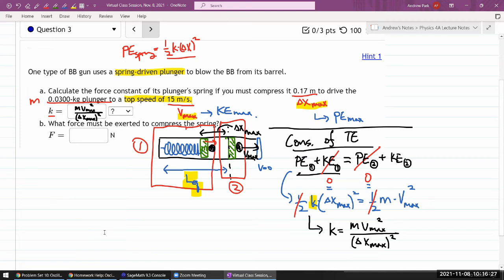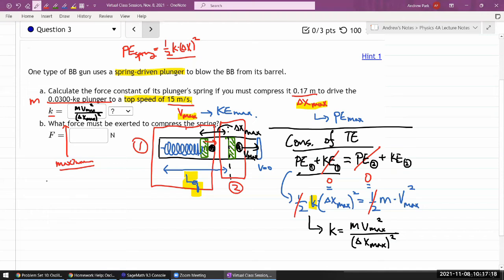Okay, so part B asks, what force must be exerted to compress the spring? Okay, the question is being a little bit vague. I'm going to assume it means what maximum force must be exerted. Because at the beginning of the process here, the force is zero. Any uncompressed, unstretched spring at the very beginning, you need a zero force. But what you care about is, up to what force do I need to go so that when I compress it all the way down, I have enough force to provide that. So really, for that, it should be the maximum force.